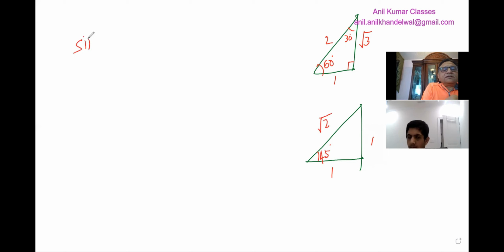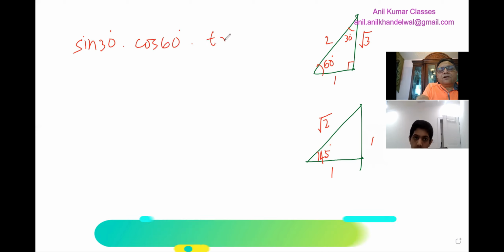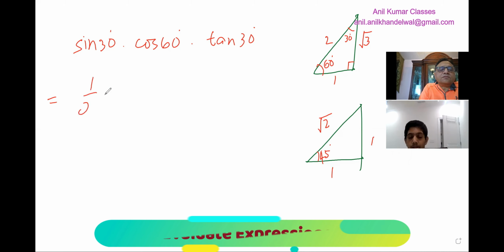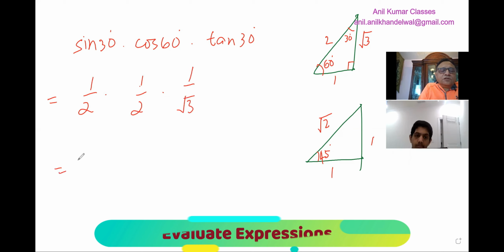Find what is sine of 30 degrees times cos of 60 degrees times tan of 30 degrees. No calculator allowed. So it's 1/2 times 1/2 times 1/radical 3. So you get 1 over 4 radical 3, correct?